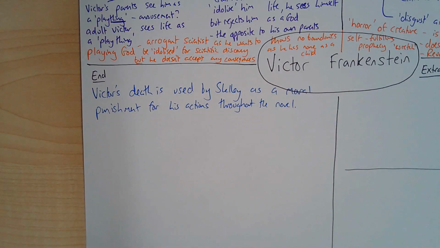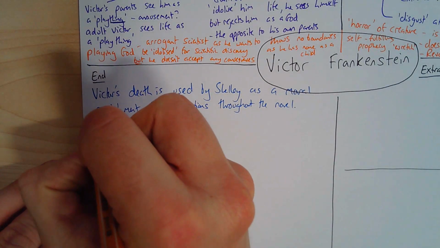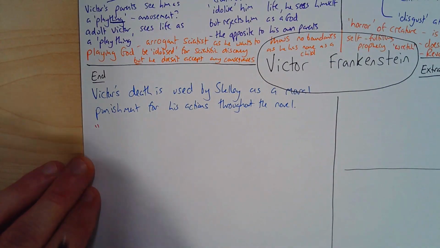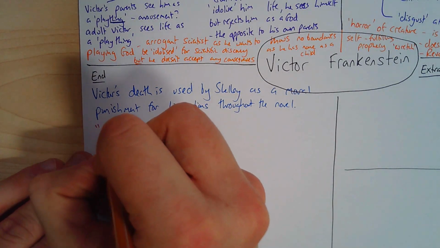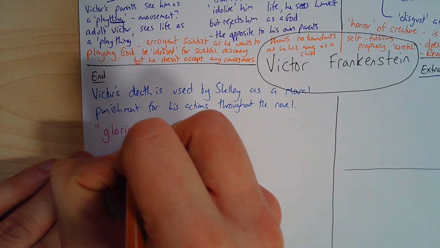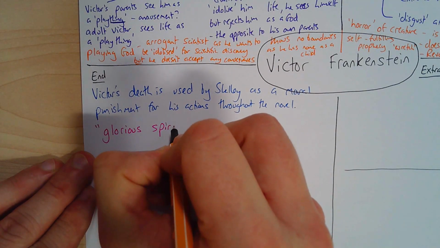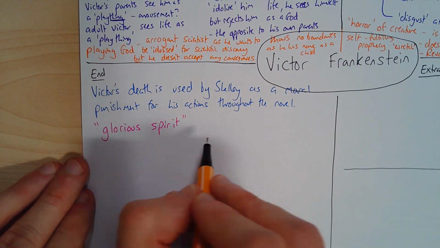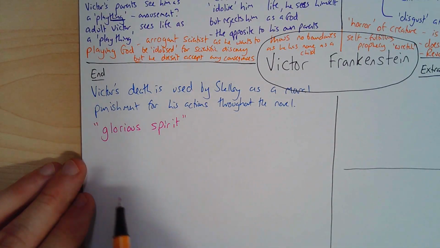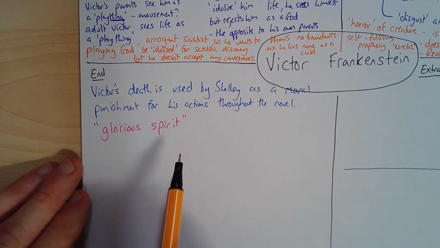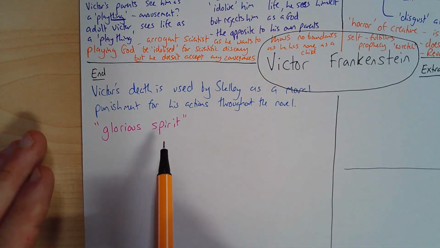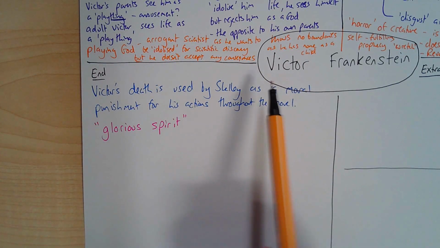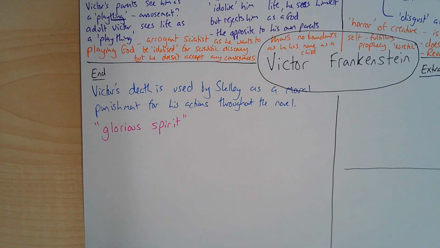What's quite interesting is there's a couple of different quotations you can use, but obviously it's Walton who reports on Victor's death at the end. And Walton refers to him as a glorious spirit. And just so you're clear, just because Walton says this quotation, you can still use this for Victor Frankenstein. It's absolutely fine. If a quotation is said about someone, Mary Shelley is using it to refer to that person. So just because Walton says this, you can use it in an essay about Victor because it's about Victor.